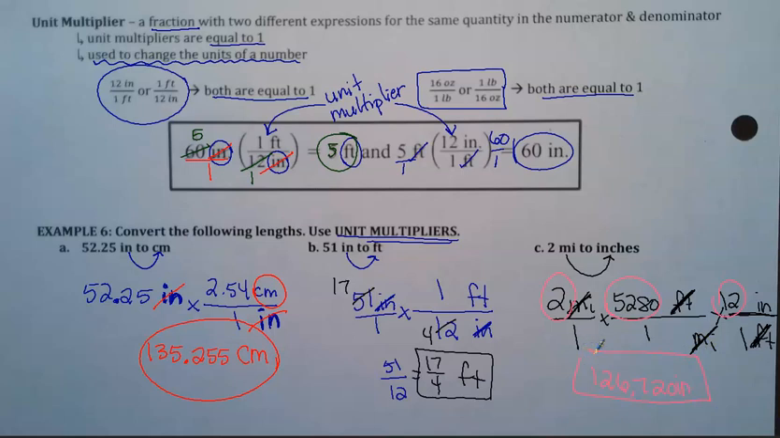Okay, but again, unit multipliers are so you can go through and cancel out your units so you can change a unit. So again, here we went from miles to inches. In B, we went from inches to feet. And in C, inches to centimeters. We're converting our units or changing them.